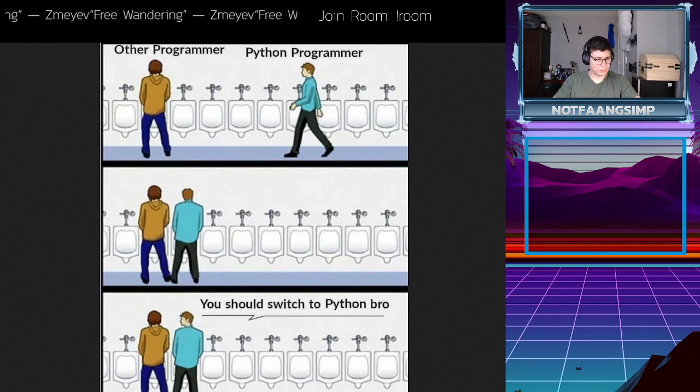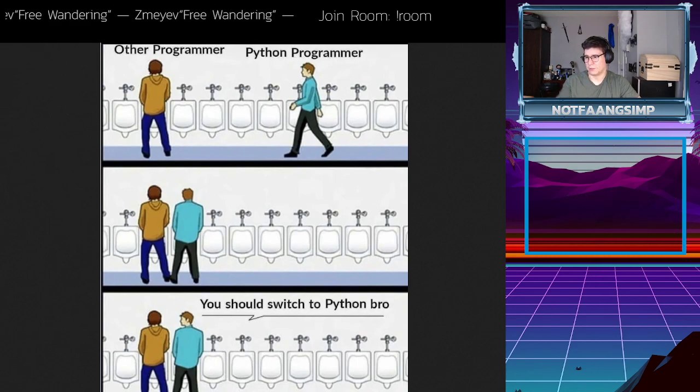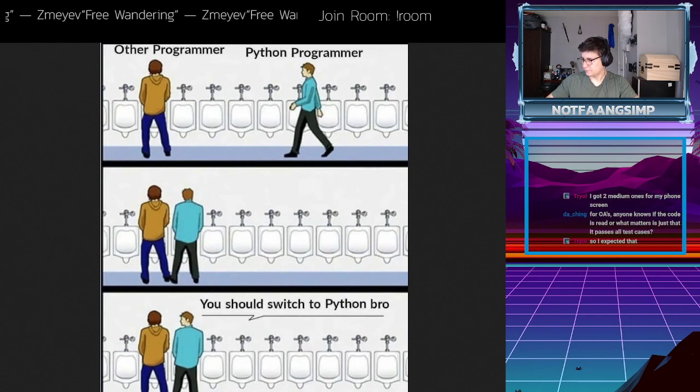So yeah, maybe we're overthinking it and it's fine that I only solved one problem then. I always read people getting two problems each round, but it seems like you got one and some follow-ups to it. Yeah, there was never a point where I got two distinct problems. It was always one and a follow-up. But yeah, just don't stress out about it too much, because the more you stress out about it, the more difficult it's going to become.